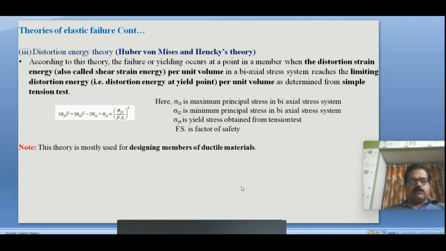Sigma 1 squared plus sigma 2 squared minus 2 sigma 1 sigma 2 is equal to (sigma yield point by factor of safety) squared, where sigma 1 and sigma 2 are the maximum principal stress and the minimum principal stress in the biaxial stress system, and sigma yt is the yield stress obtained from the simple tension test, and factor of safety is FOS or FS. This theory is also suitable for designing ductile materials.